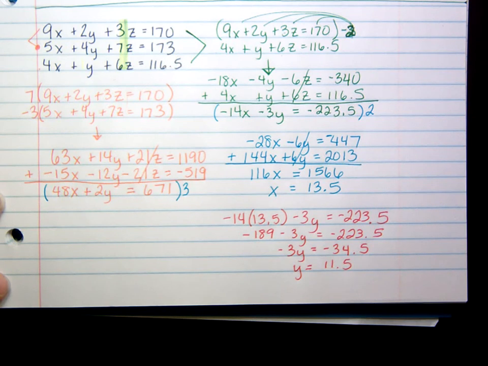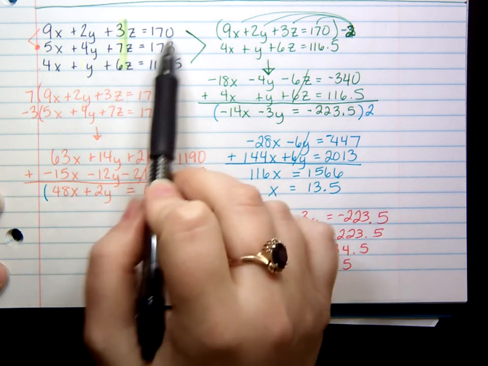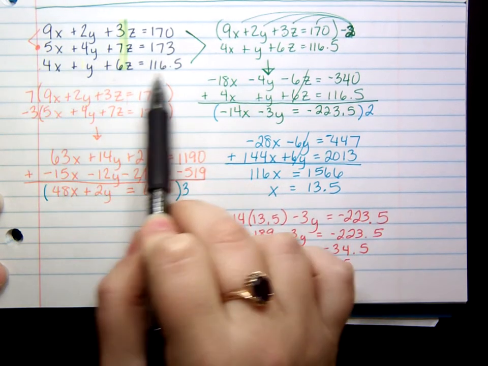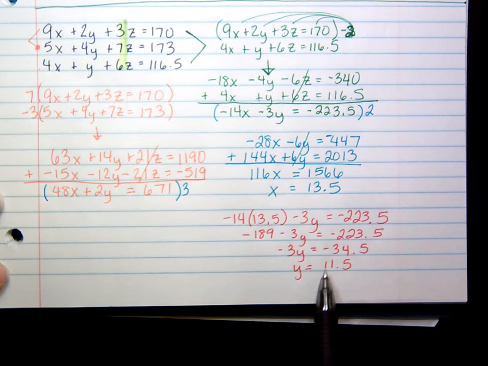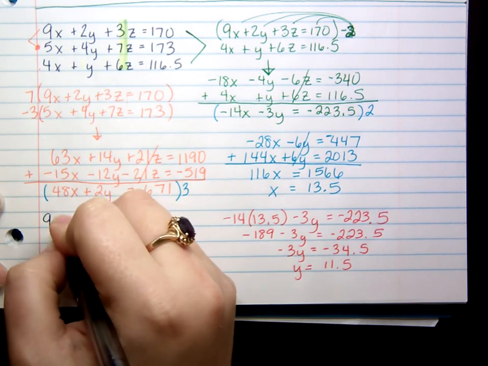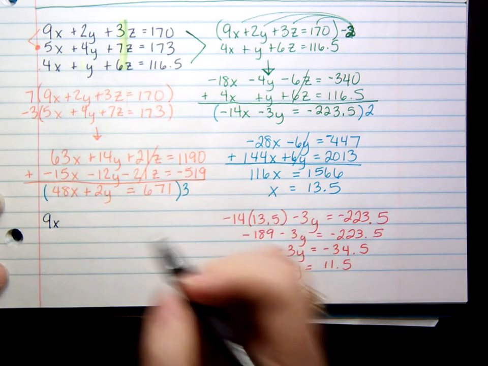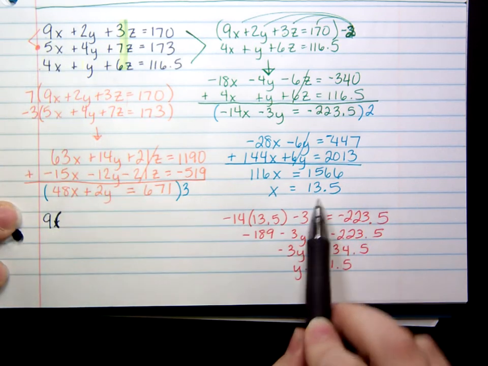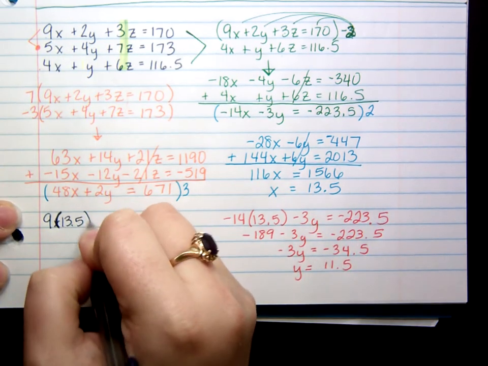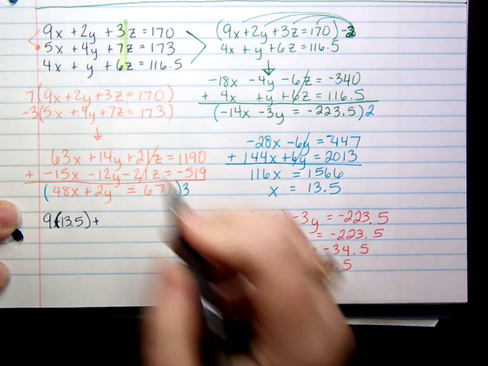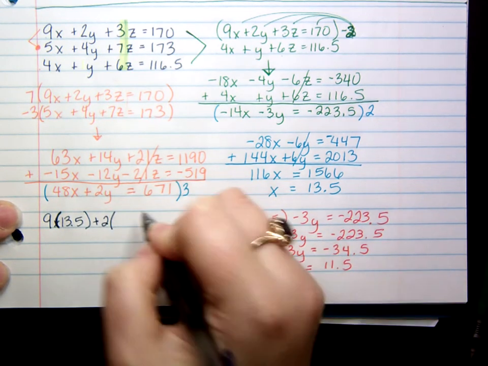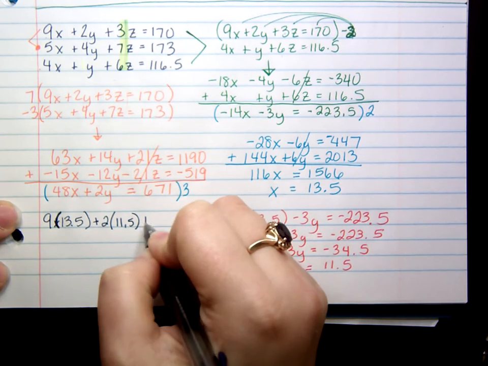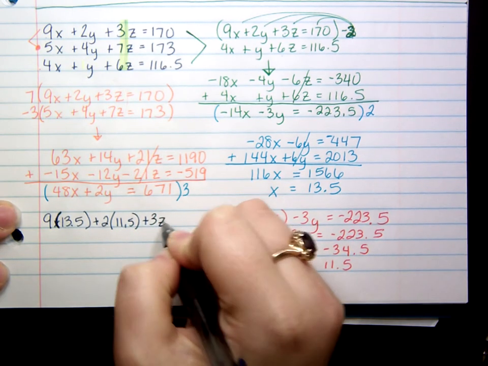Whew, a lot of work. Still not done. Because the last thing we do is we take one of the three variable equations and plug in the x and the y to get the z value. So if I choose the 9x plus 2y plus 3z equals 170, I'm not going to rewrite that one. I'm going to replace the x with a 13.5, I'm going to replace the y with 11.5, I don't know z yet, equals 170.